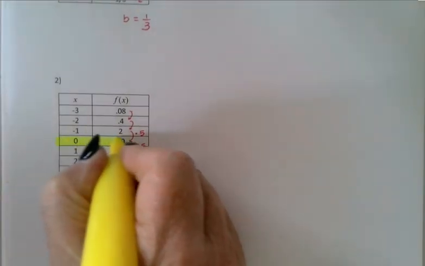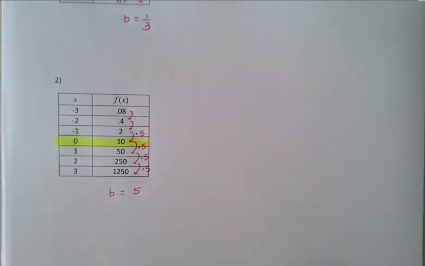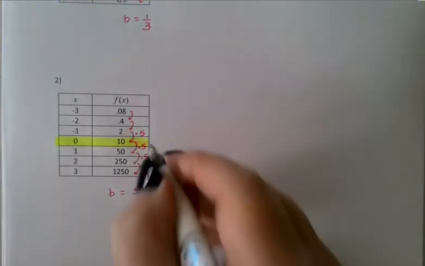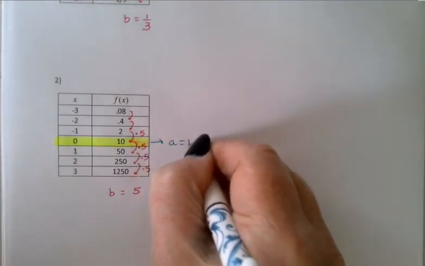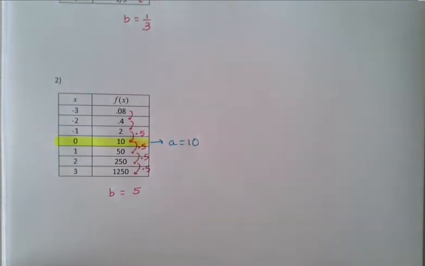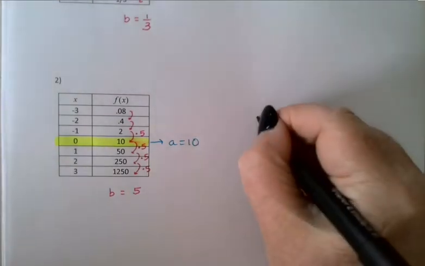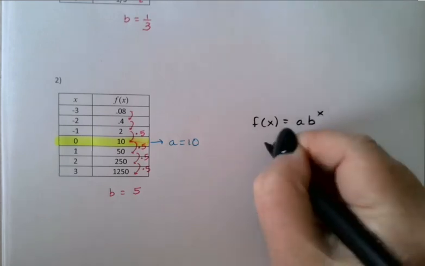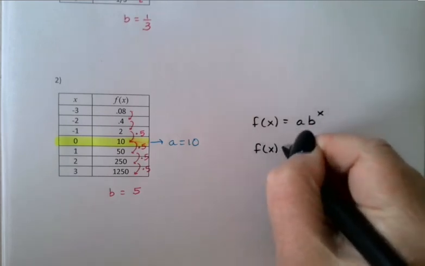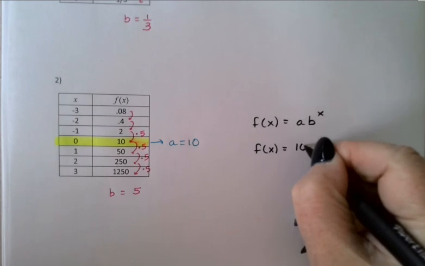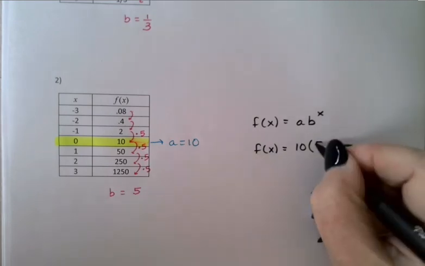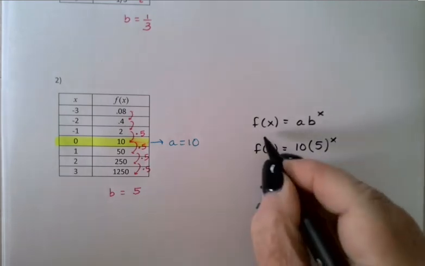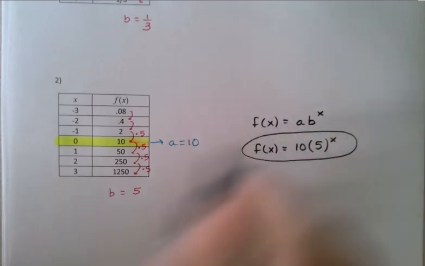The y-intercept right here gives me an a value of 10. So writing my exponential function, f of x equals a b to the x, I'll have 10 times 5 to the x power. All right, that is the end of part B.